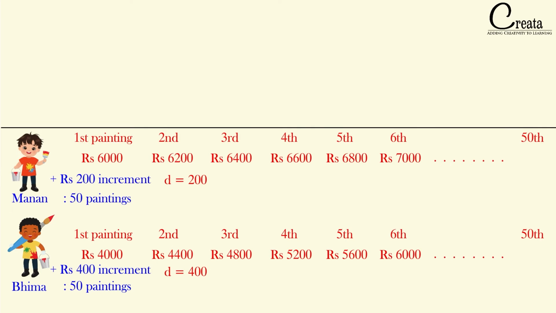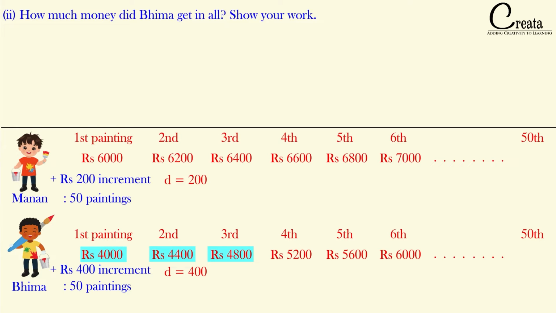Let's move to the second part. Part 2 is how much money did Bhima get in all? It means what is the total amount of money that Bhima will get. For the first painting, Bhima is getting 4,000. For the second painting, 4,400. For the third painting, 4,800. Next, 5,200. Next, 5,600. Up to the 50th painting, he will get the money. And we have to tell in totality how much money Bhima will get.